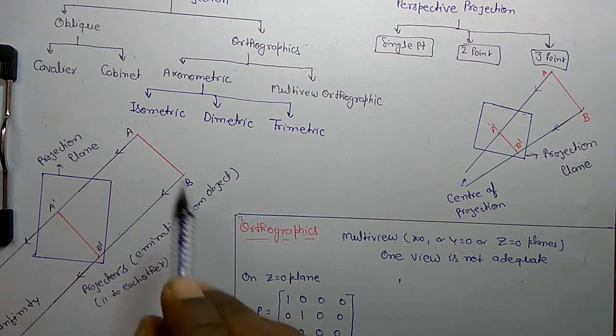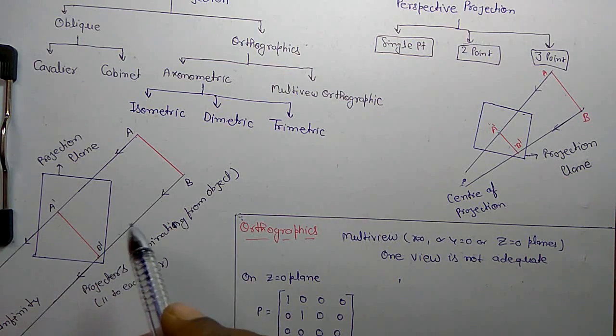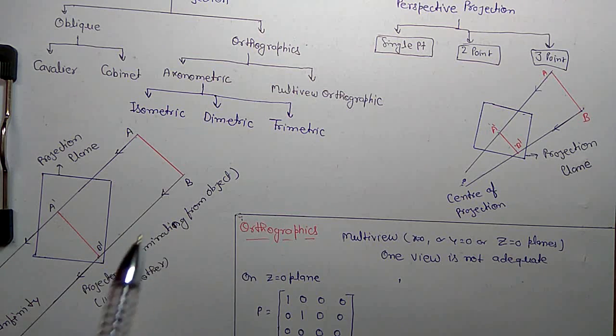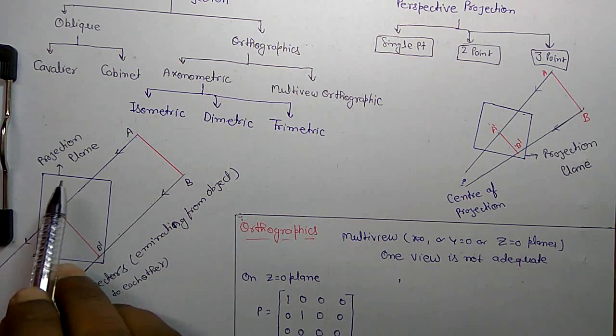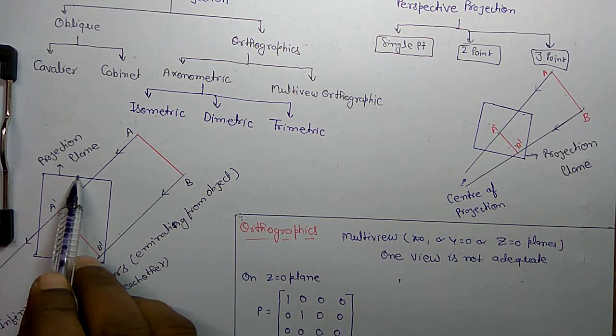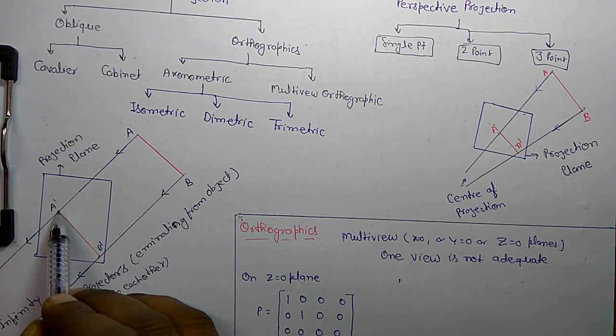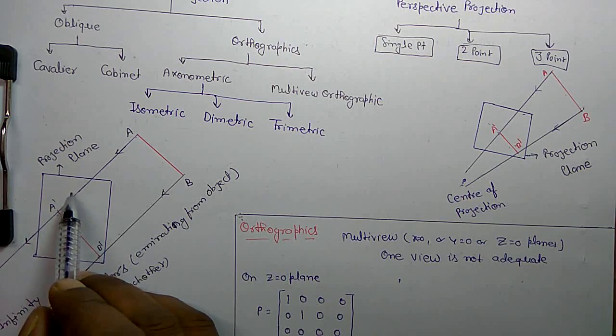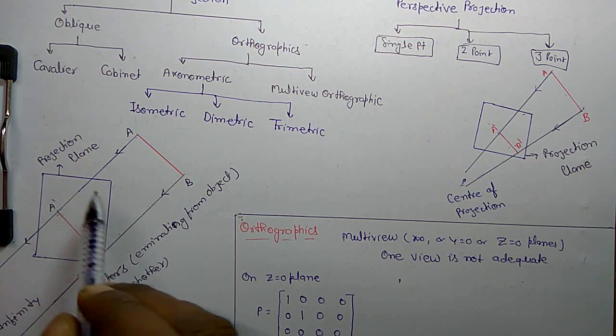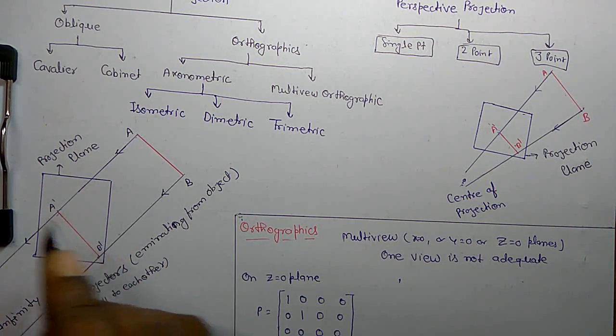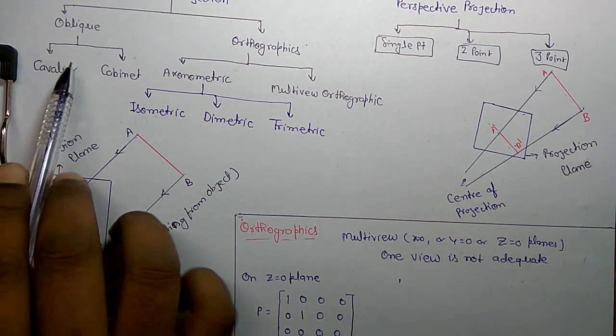So in the parallel projection, projectors are parallel to each other, but it doesn't mean they are perpendicular to the projection plane. In some cases they are perpendicular to the projection plane, and in other cases they may have some angle to the projection plane, like oblique projection.